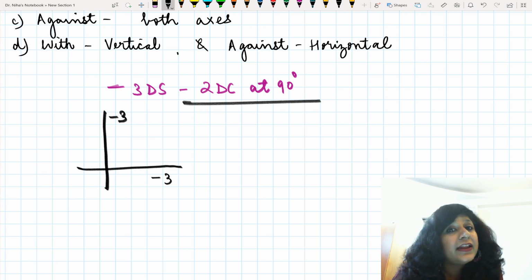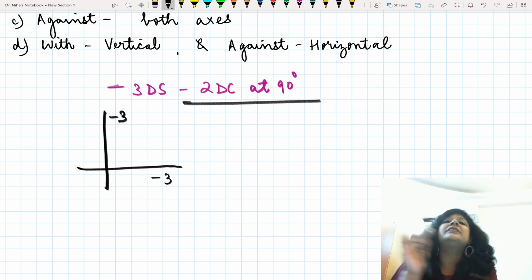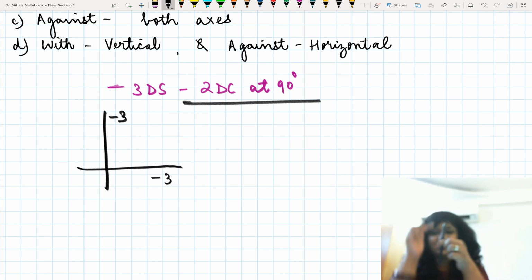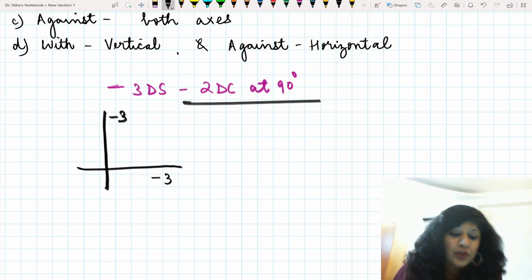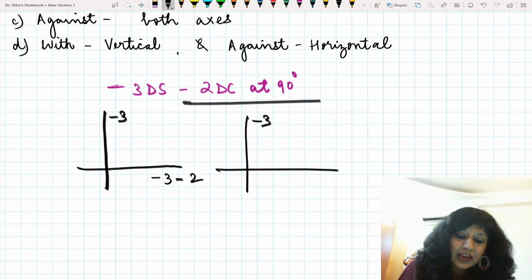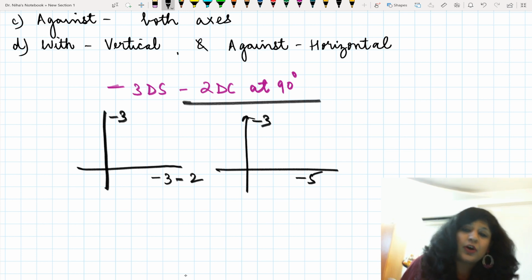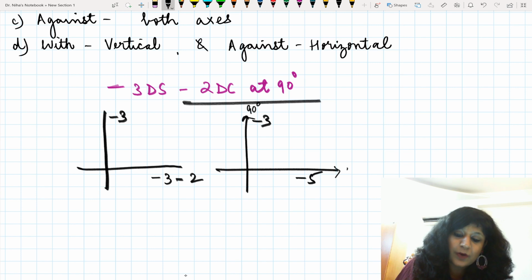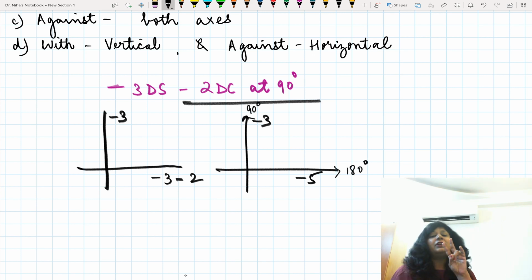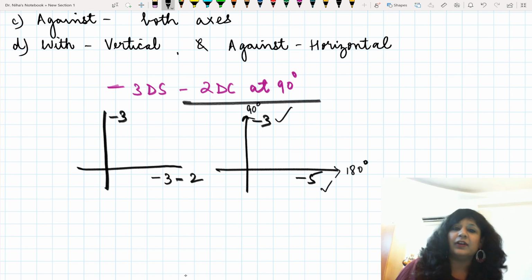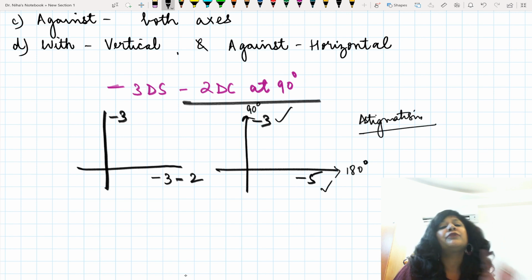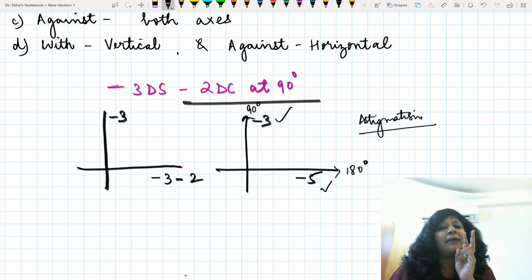Now we already know that the power of the cylinder always acts perpendicularly. So if I am giving it at 90, it will act at 180. So I will have to add it at the horizontal level, right? So now I will have -3 here and -5 here. This is your 90 degree and this will be your 180 degree. So in the two axes I have got different power. So obviously this is astigmatism. Yes or no? What was astigmatism? Different power in the two axes. So if I am having different power in the two axes, I can say that this is astigmatism, right?